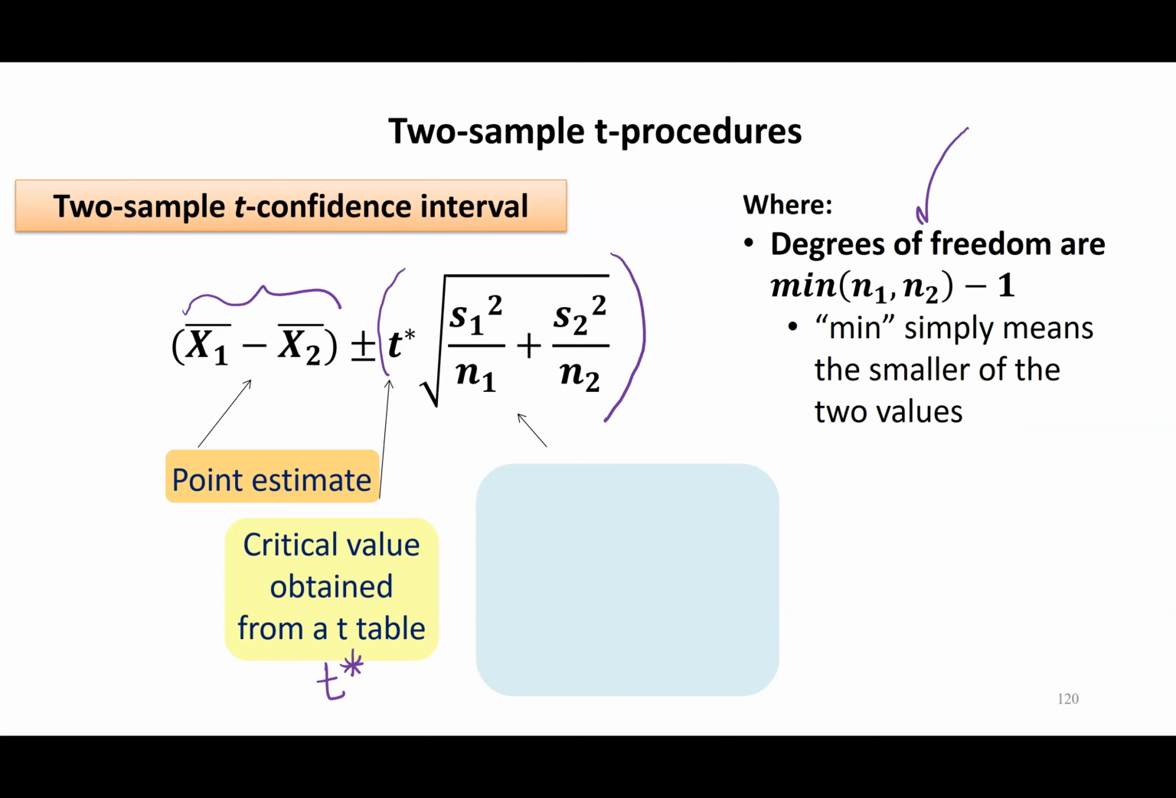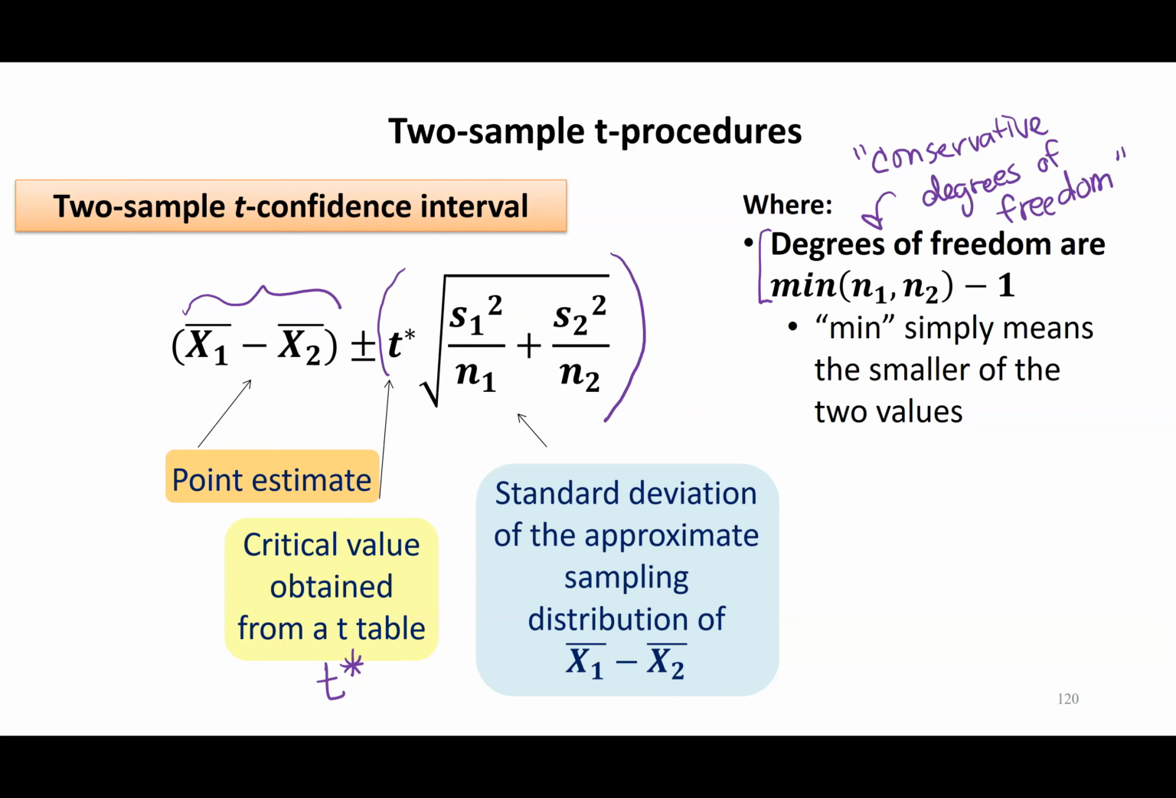If you're going to use a t-table, we're going to use conservative degrees of freedom. You're basically going to take the smallest sample size and subtract 1. So if I had samples of 15 and 30, I would use the sample of 15. So 15 minus 1 is 14. Just take the smallest sample size and subtract 1.